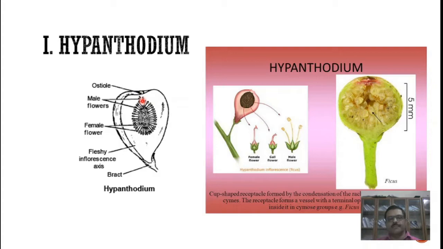And female flowers are arranged at the base of this chamber, towards the lower portion or base of this chamber. So this is the arrangement of hypanthodium, and we can see that this arrangement is ideal for the entry of insects. So hypanthodium inflorescence consists of a mechanism of pollination using insects.